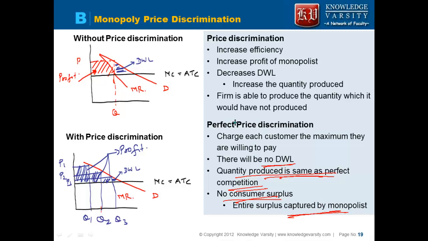But note that this perfect price discrimination is very difficult to achieve, because these monopolists are price searchers. They are trying to see what is the price that the consumer is willing to pay. It is very difficult to identify that.